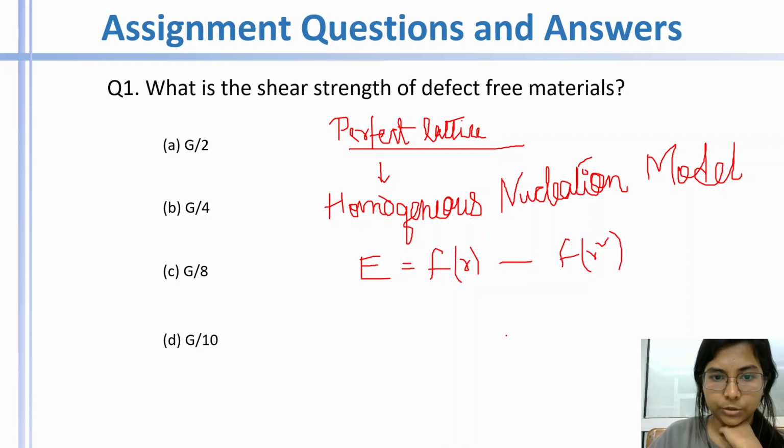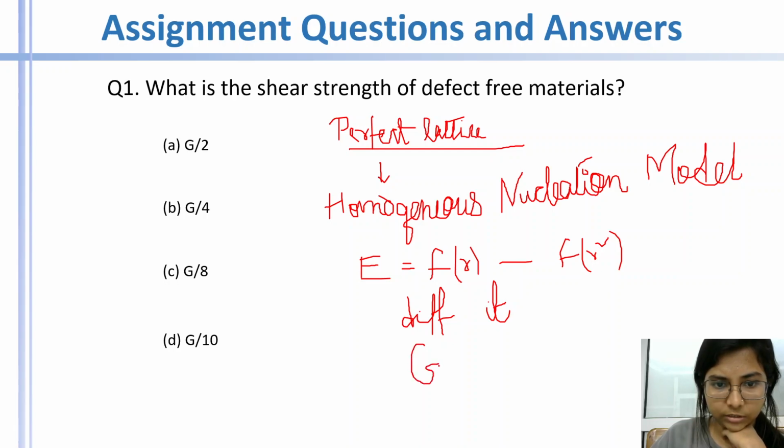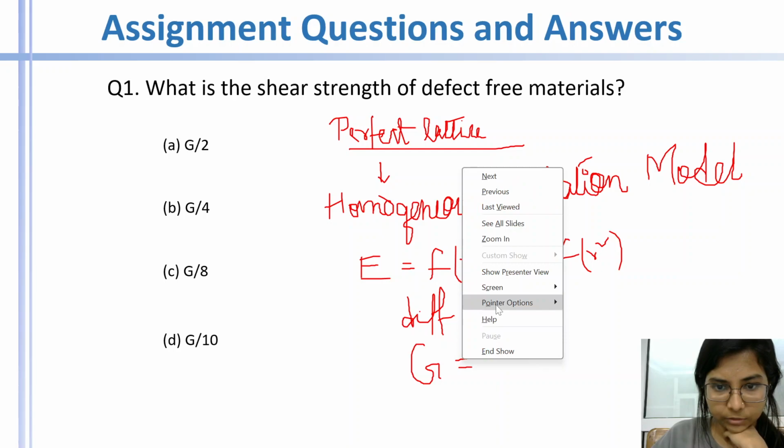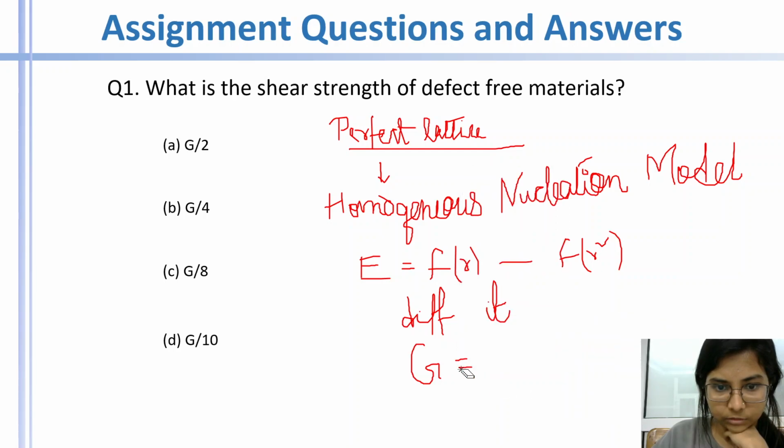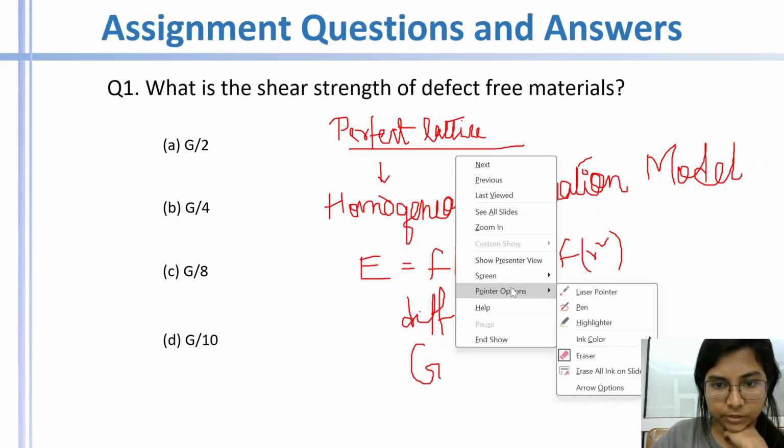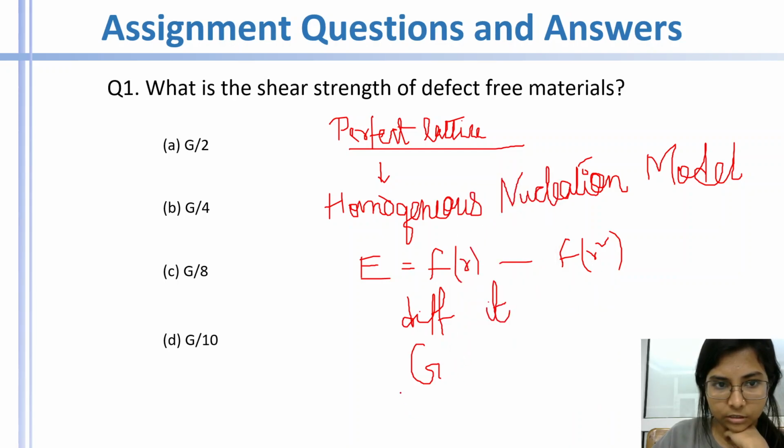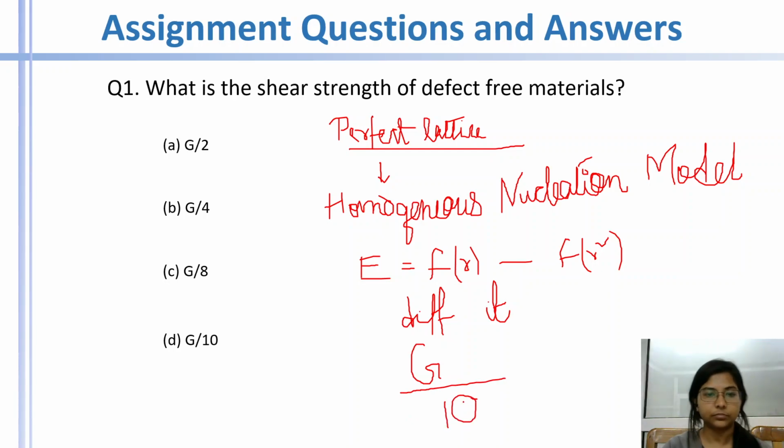Now if we differentiate it, then we get the shear stress, the shear strength. So what we see is that the shear strength required for defect-free materials comes out to be G by 10. Okay, so this is the answer here.